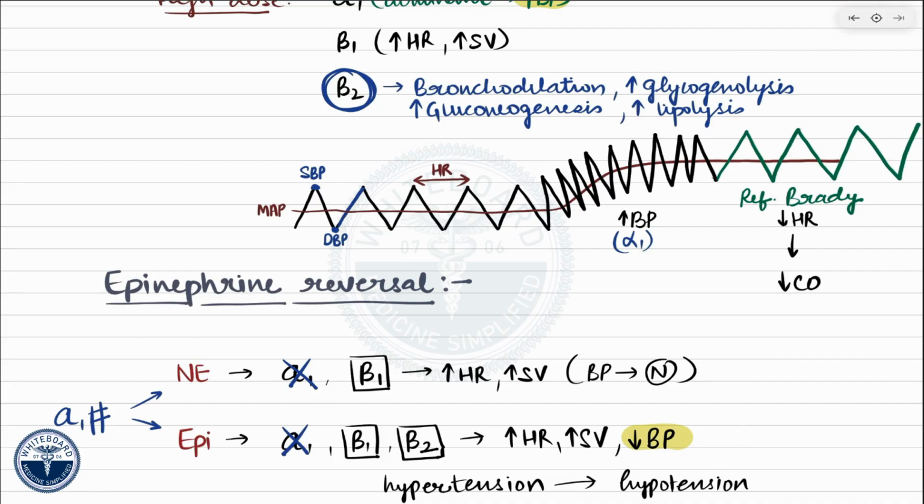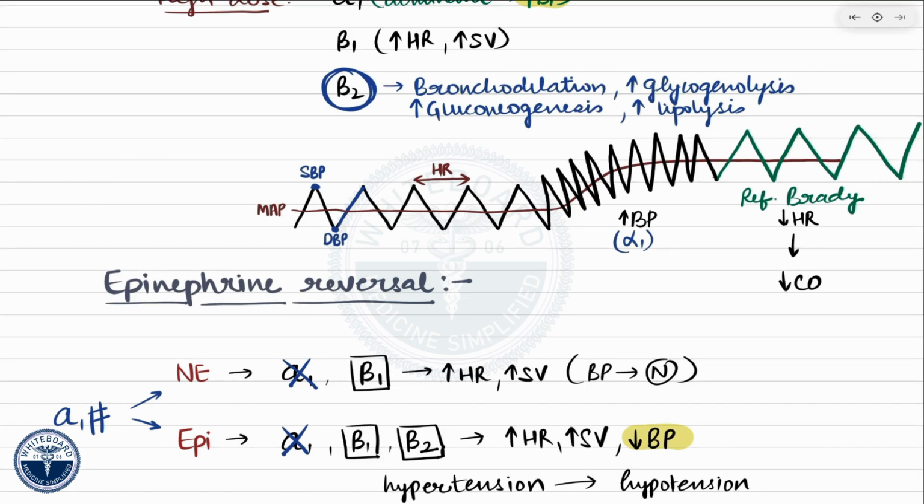If the alpha-1 mediated vasoconstriction is contributing to the problem, blocking the alpha receptors removes that vasoconstrictor component. Once the alpha-1 effect is taken away, the beta-2 mediated vasodilation of epinephrine becomes unmasked. The blood pressure falls, peripheral resistance decreases, and the cardiovascular response is essentially reversed. So once again, epinephrine reversal is the use of an alpha-1 blocker to reverse hypertension to hypotension in a patient receiving too much epinephrine. I hope this is clear now.